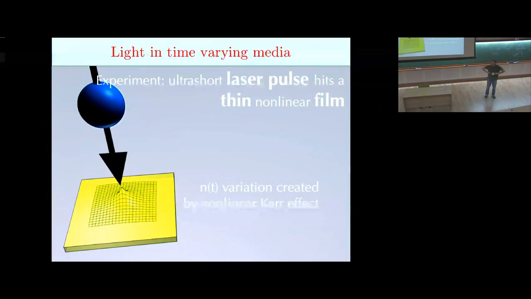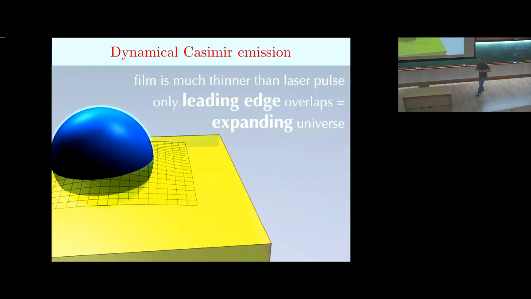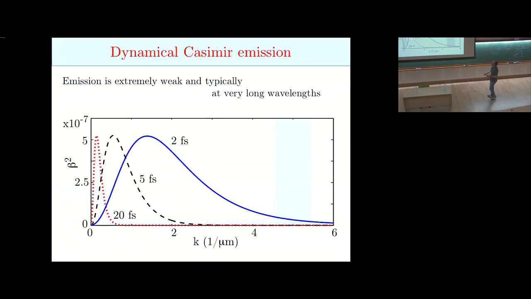And this film will essentially just see the refractive index go up, or at least on the leading edge. It will go up and then come back down. But it's this increasing n of t which mimics the expanding universe. So for example, with only one edge, the film is so thin that it essentially locally sees the refractive index increase. You can go through the details of this in the next slides.